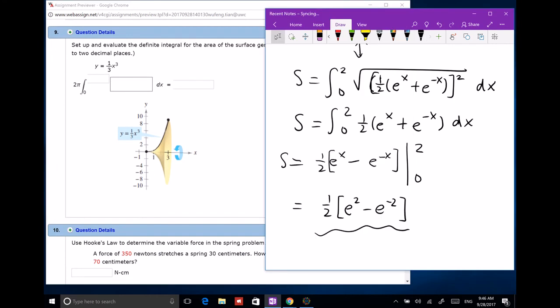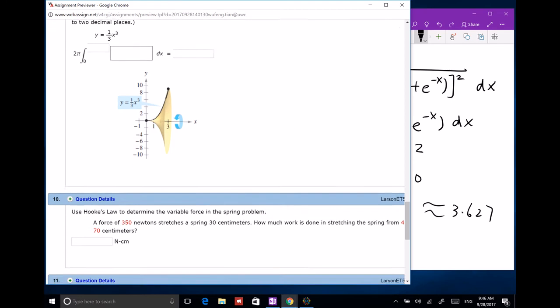If you punch it in the calculator and give me the answer like 3.627, that'll be fine too. Either one is okay. So we have to solve it. Yeah, you have to solve it, because this is a simple integral. You can solve it.